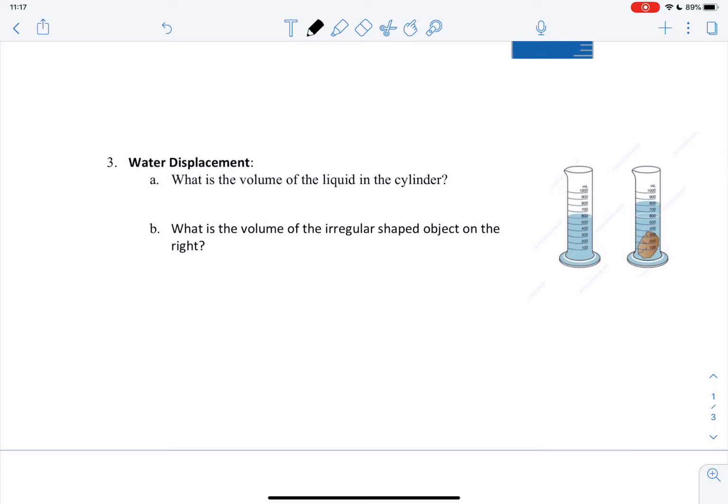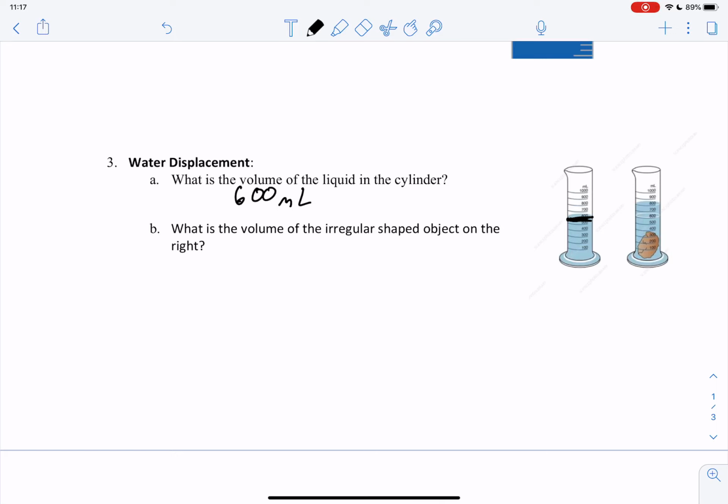Next, you can find the volume of irregularly shaped objects by putting them in beakers of water. So if we have this solid, and we don't know what it is or the substance, we want to find the volume. We put it in the beaker here. For question A, what is the volume of the liquid in the cylinder? We can see the line is right at 600, so it would be 600 milliliters.